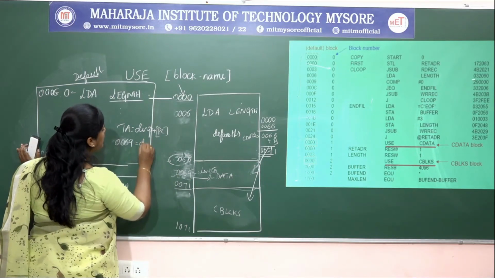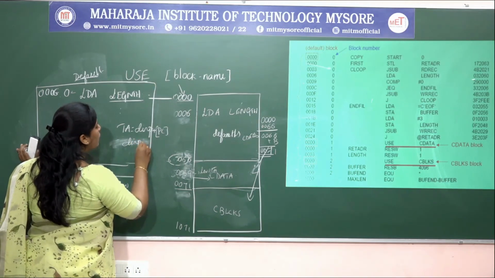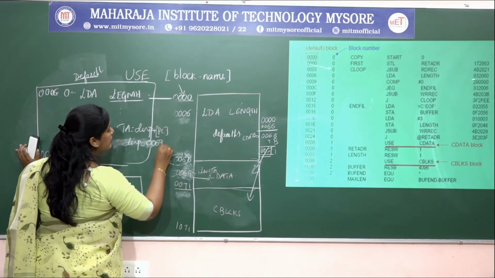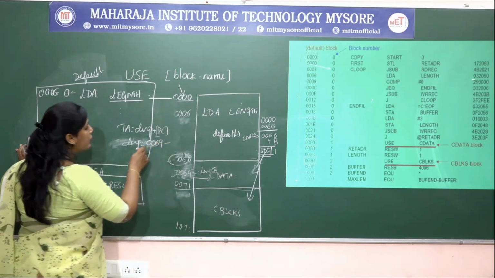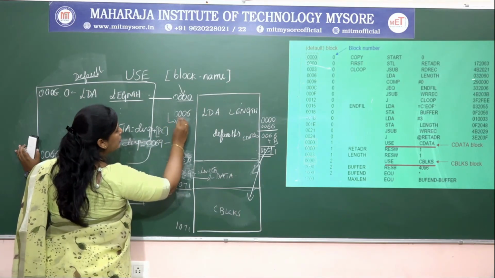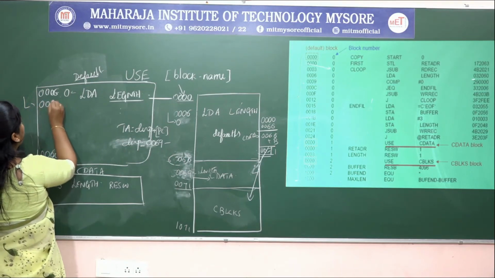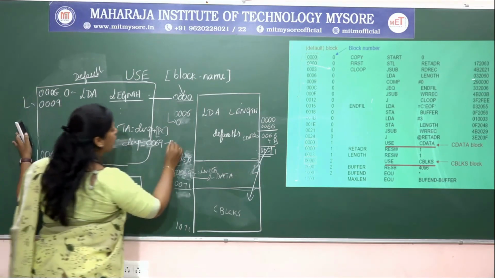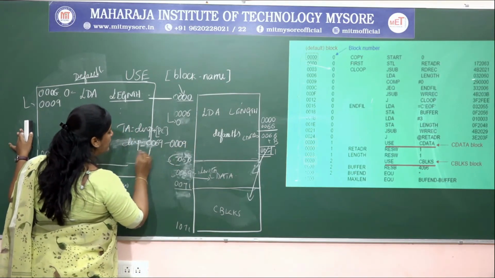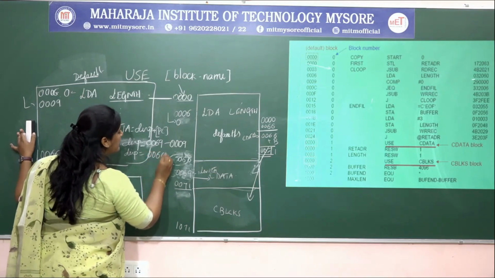What is the target address? It is 0069. I just want to find the displacement value. What is the program counter value? It is pointing to this instruction, it is fetching this instruction. So next the program counter value is going to point to the next instruction. The program counter value is 0009. So then what is the displacement value? Displacement is nothing but 0060.